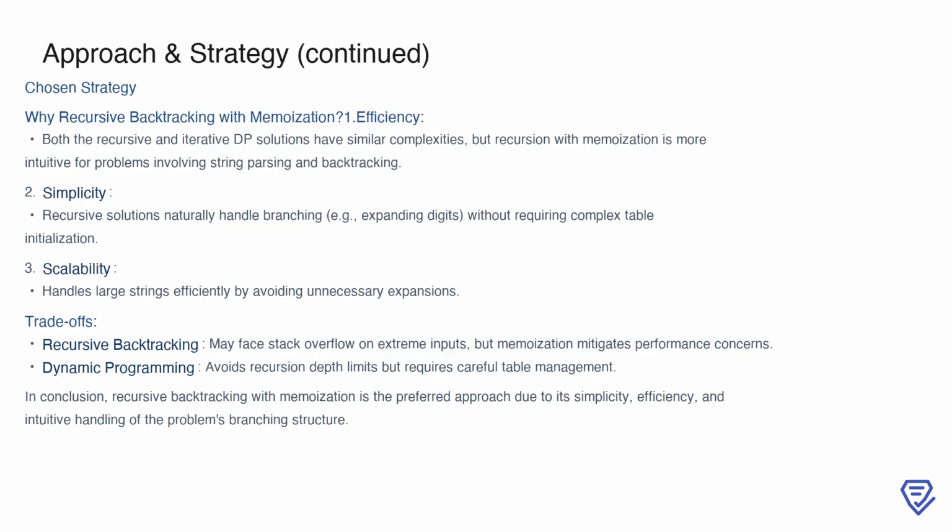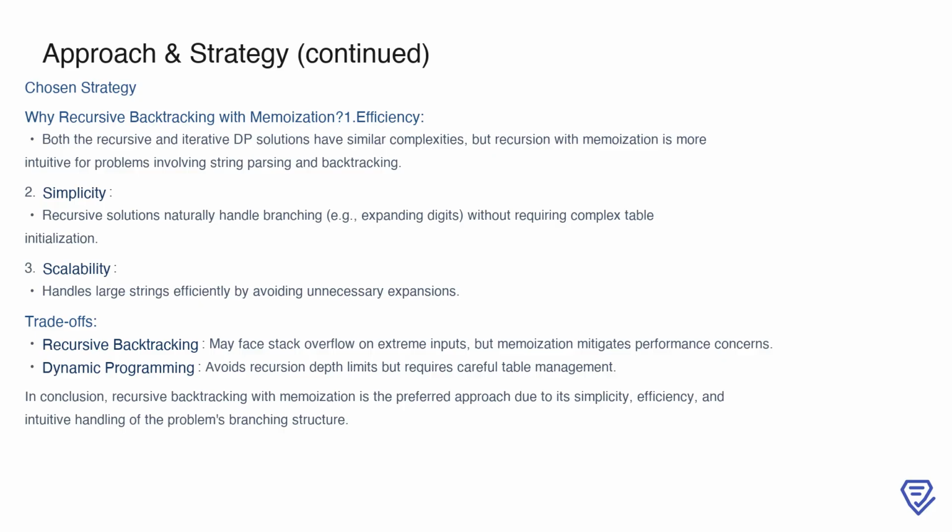While both recursive and dynamic programming methods share similar time and space complexities, recursive backtracking is more intuitive for a problem involving string parsing and branching. Its recursive structure naturally handles the exploration of digit expansions without requiring the explicit initialization of a complex table. This simplicity makes it easier to implement and understand. Additionally, memoization ensures efficiency by avoiding redundant computations, allowing the approach to scale effectively for larger strings.